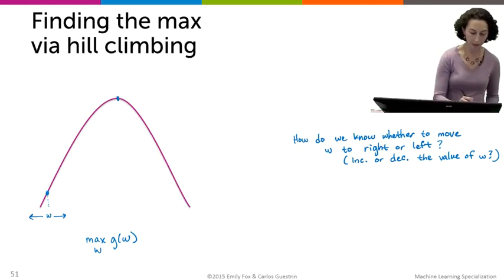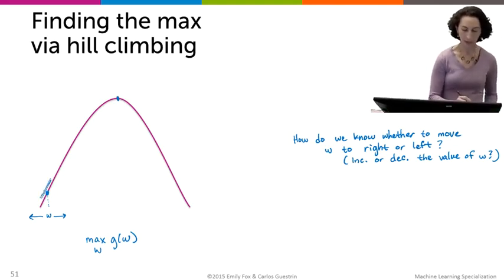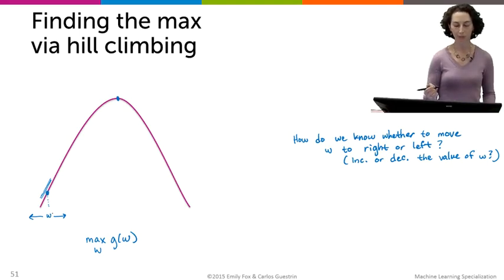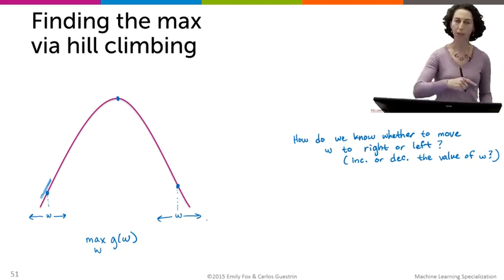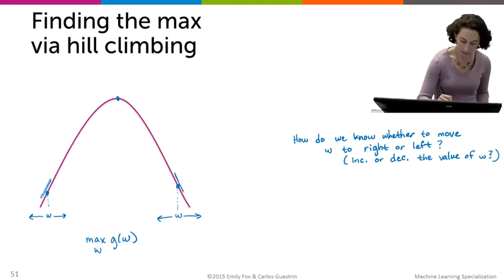Well, what I can do is I can look at the function at w, and I can take the derivative. And if the derivative is positive, like it is here, this is the case where I want to increase w. But what if, on the other hand, I had started the algorithm over here at this value of w? Would I want to move to the right, increasing w, or move to the left, decreasing w? Well, in this case, I'd want to decrease w. And again, if I look at the derivative, I see in this case the derivative is negative.